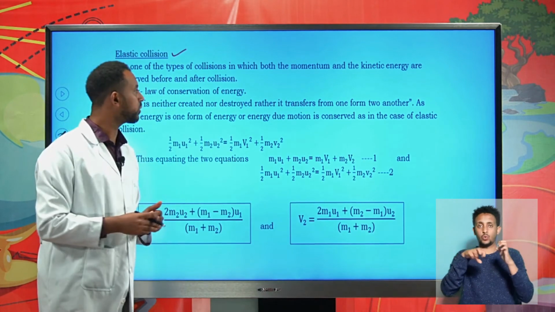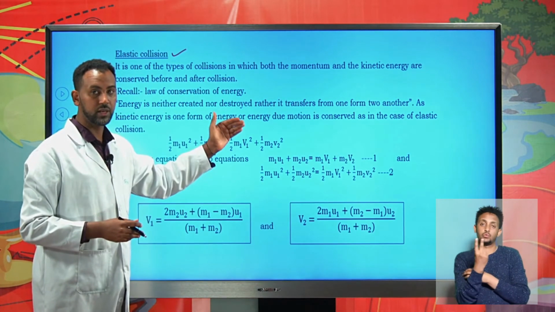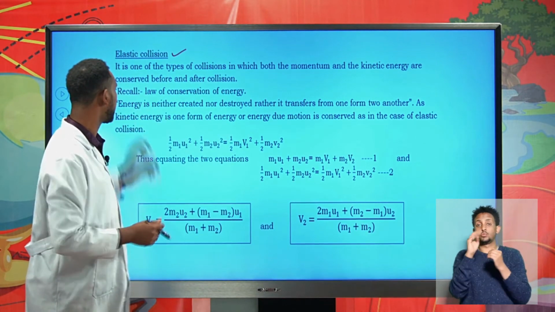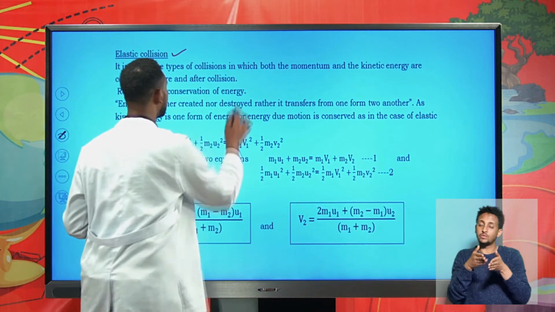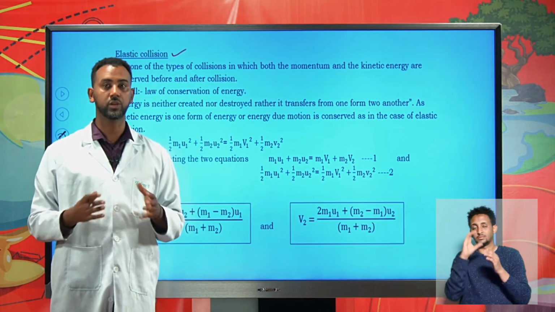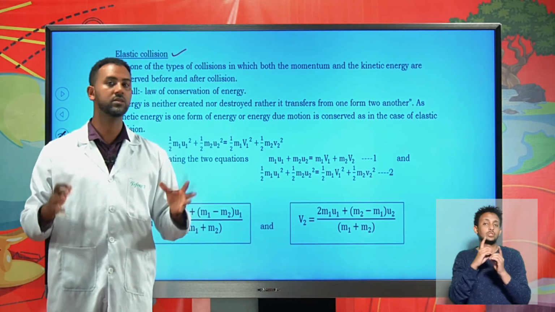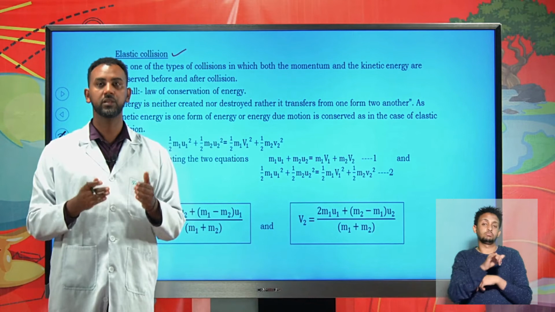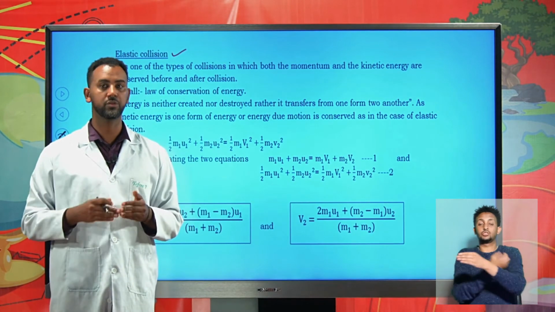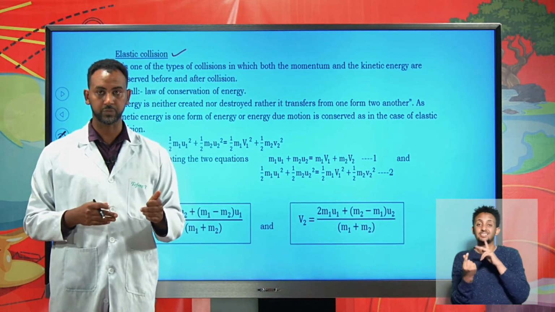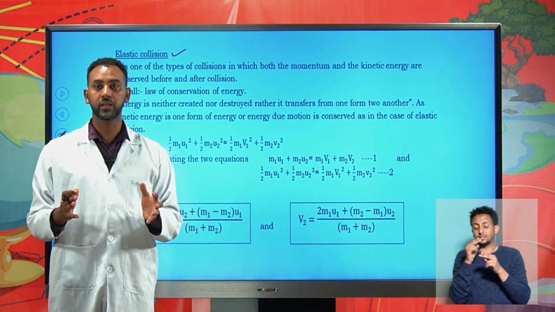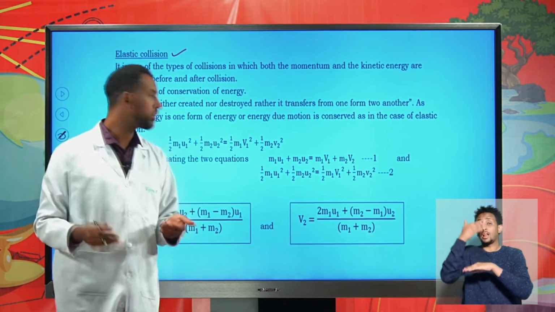It is one type of collision in which both the momentum and the kinetic energy are conserved. Recall that the law of conservation of energy states that energy is neither created nor destroyed. The total energy of any system in the universe remains constant. But here we are specifically focused on the energy due to the motion of the particles, and that is kinetic energy. So the particles have the same kinetic energy before and after collision.